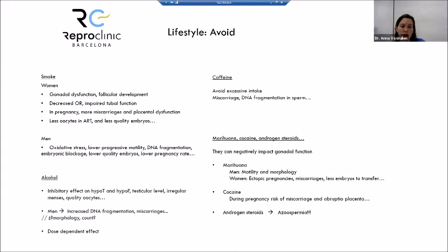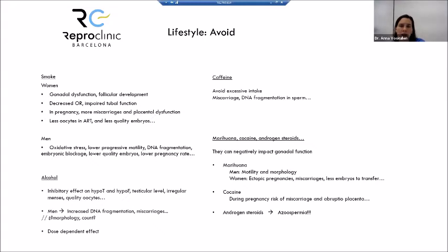And actually also in men, it could be related with increased DNA fragmentation, miscarriages, okay? It is an effect that is dose dependent, of course. And actually, what we tell our patients is try to avoid alcohol or drink 3-4 units maximum per week, if not.